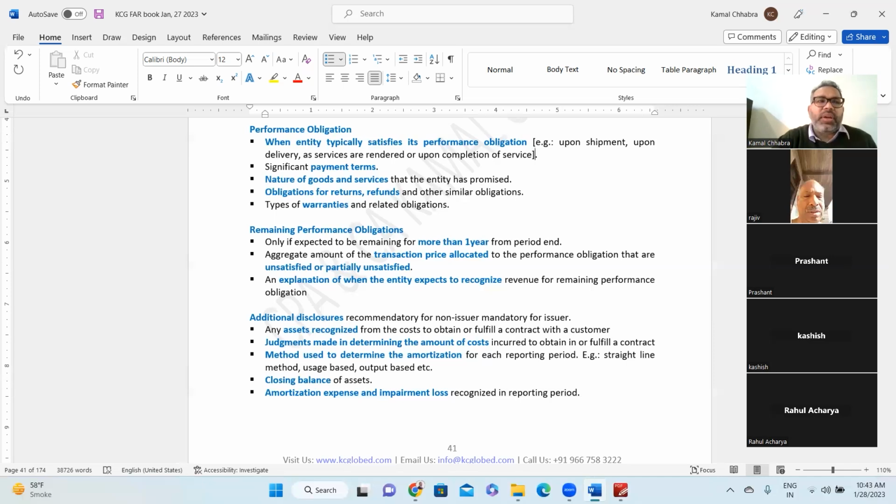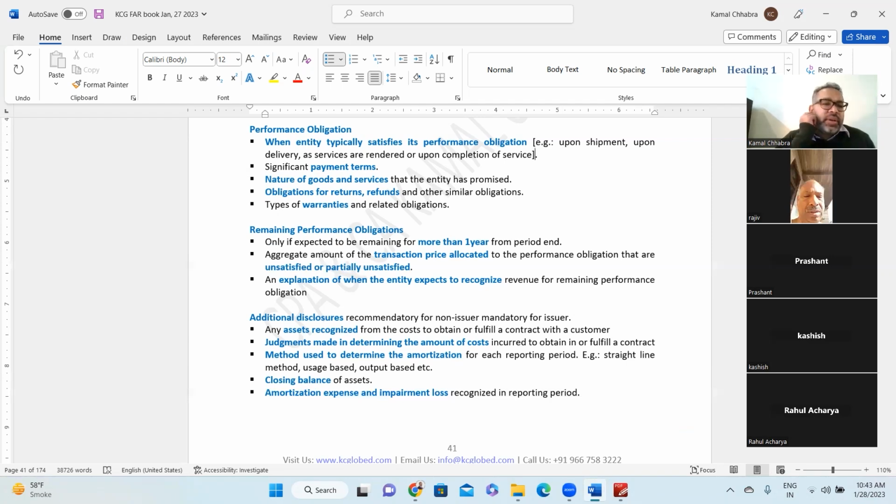There might be a possibility that for local customers you might be selling with 10 days or 15 days credit, or for international businesses you might be giving 60 days or 90 days credit. Then you need to disclose both separately. For international business, we provide this many days of credit. For local business, we provide this many days of credit.